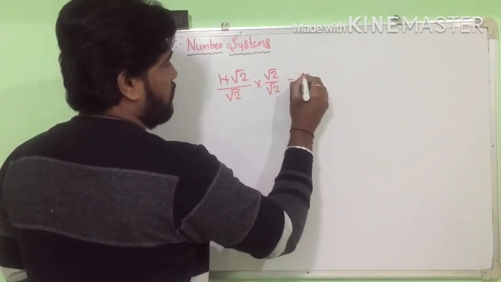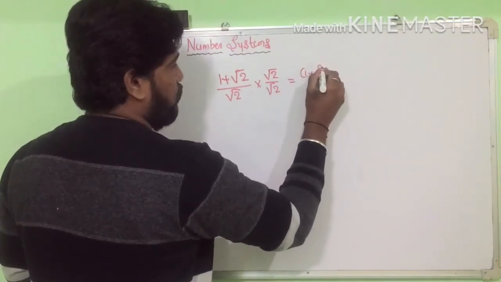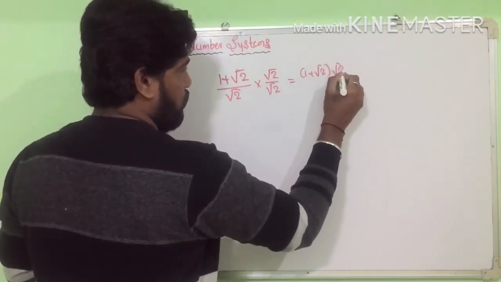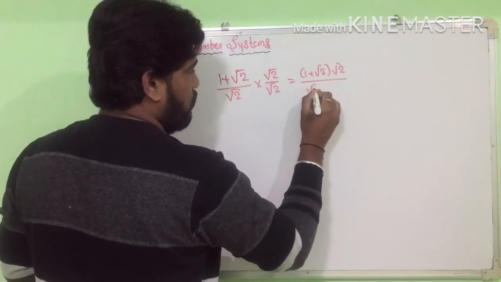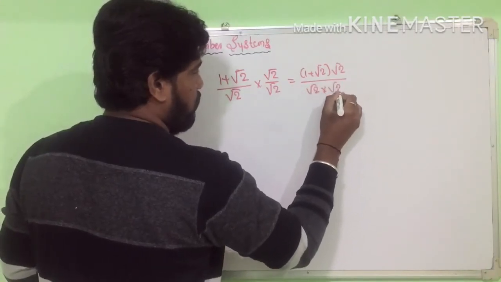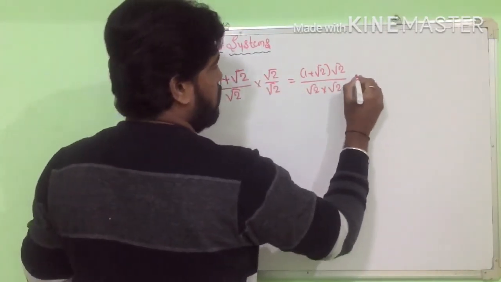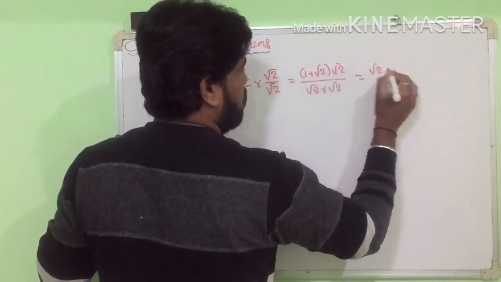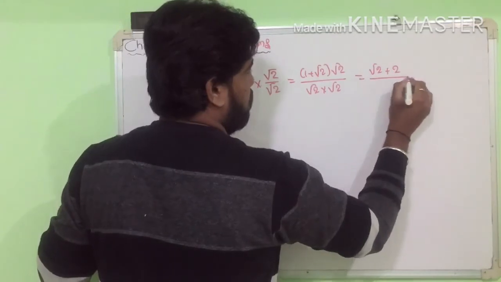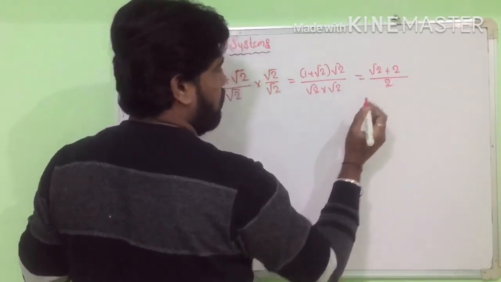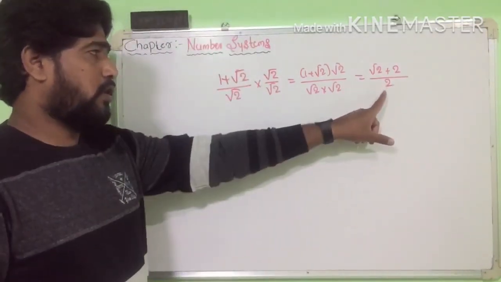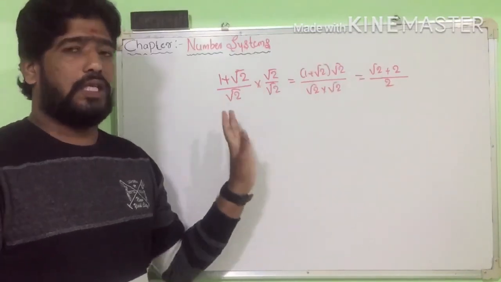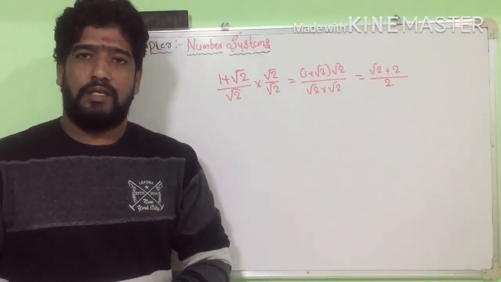So this becomes 1 plus root 2 into root 2 divided by root 2 into root 2. So here, multiplication: root 2 into 1 is root 2, plus root 2 into root 2, which is 2 only. Here, in the denominator, root 2 into root 2 is 2 only. So here we have removed the square root in the denominator. So this one is rationalizing. Understood?